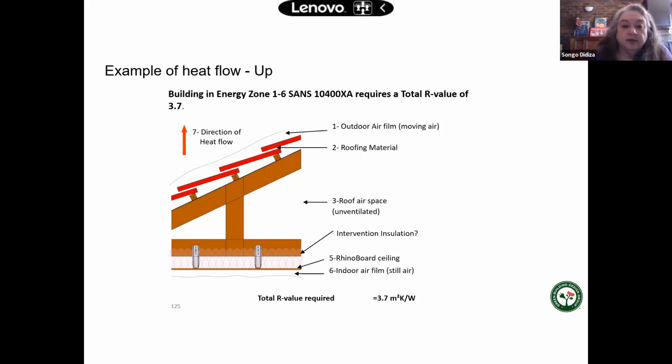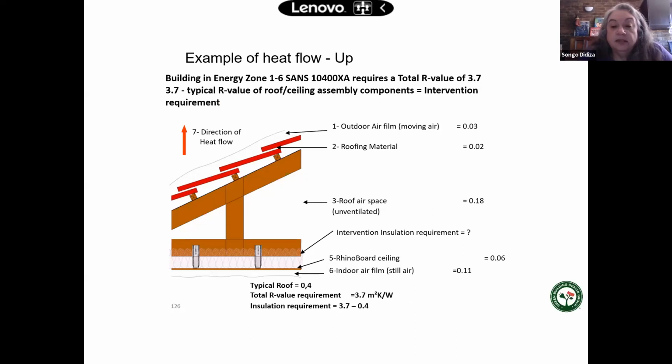So you take the roofing material. There's an air space in your ceiling void. You've got the insulation. You've got your ceiling board, and you say, okay, what do we have? So each of these has a value. Roofing materials 0.02, the airspace 0.18, the ceiling boards 0.06, and so you add that all together and you say, okay, what R value of insulation will give me my required value of 3.7?